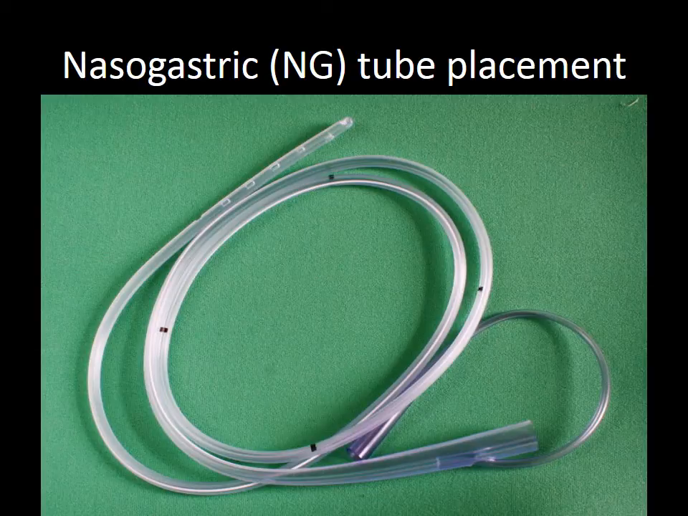Therefore, here is some advice in case you are asked to assess the position of a nasogastric tube during finals. On a chest X-ray, ideally the tip of the nasogastric tube should be 10 centimeters beyond the gastroesophageal junction. This is due to the number of side holes in the distal tubing.